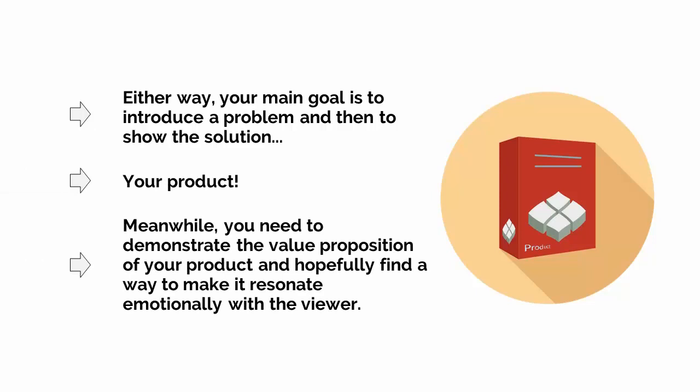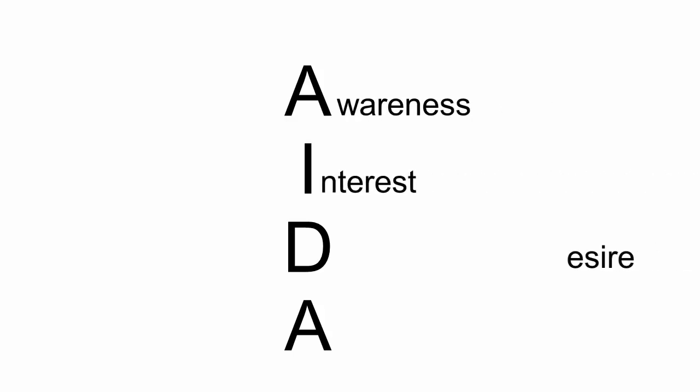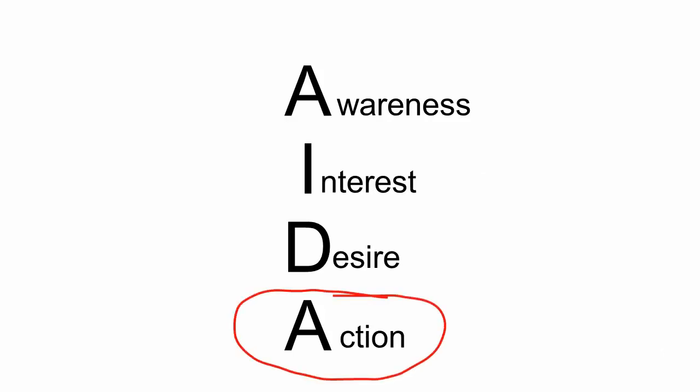Meanwhile, you need to demonstrate the value proposition of your product and hopefully find a way to make it resonate emotionally with the viewer. At the same time, you need to fully explain what your product is, and this can follow a structure known as ADA: awareness, interest, desire, action. To really push that last part, the crucial action element, you need to ensure that you create urgency, and this can mean alluding to scarcity: buy now while stocks last.